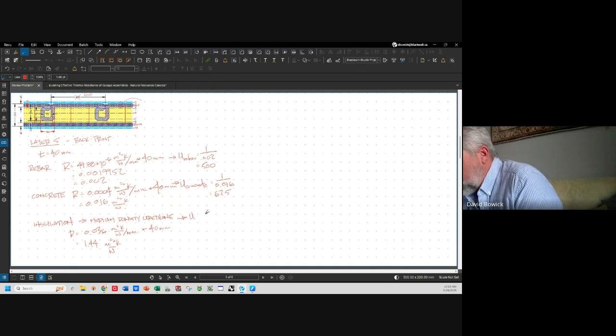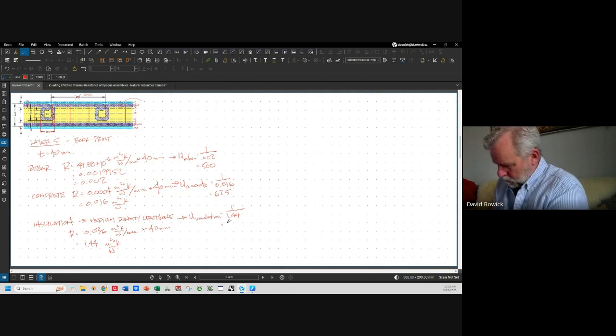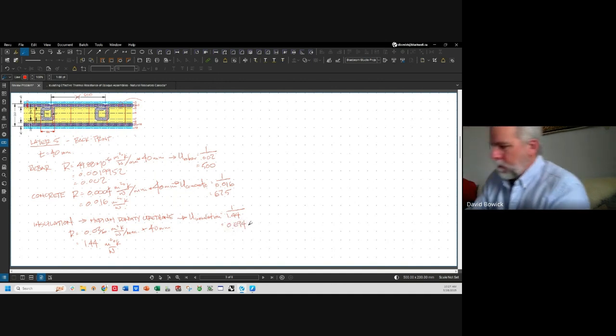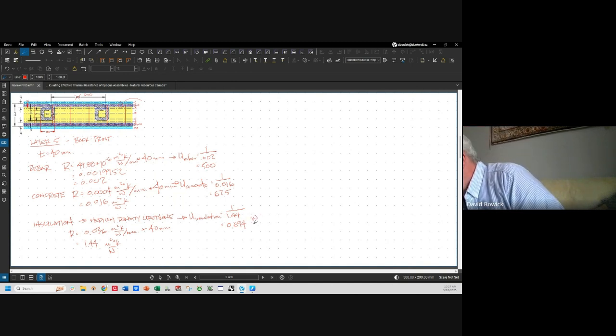And then U insulation equals 1 over 1.44 equals 0.694. And remember that the units are watts per meter squared degree Kelvin. Okay.